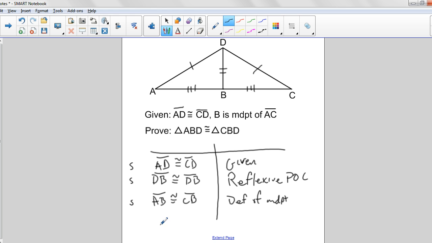So we've done each part, and now we can say triangle ABD, remember that the order of the letters matters, is congruent to triangle CBD. C matches up with A, B matches up with itself, and D. And the reason for all of this is the SSS congruence theorem. You got to prove each part, and then you can say the whole triangle is congruent to the whole triangle.